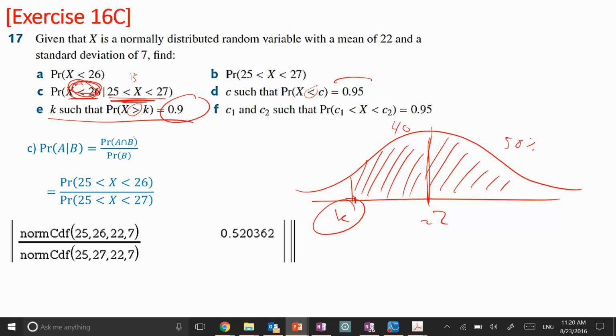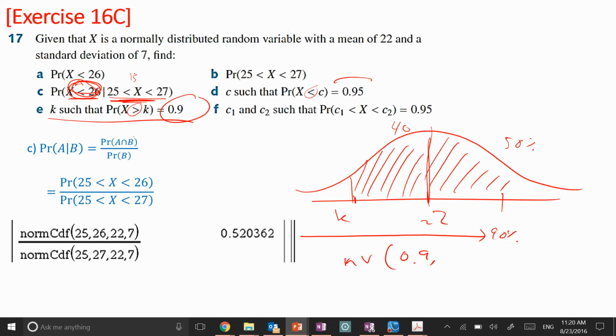Question is, what is K? Remember I said there's only two functions in this chapter. You either do normal CDF to find the probability, or you use inverse normal to find out the value. Now, what's the problem with using inverse normal that I showed you? It only works from left to right. I can't go from K all the way up and say that's 90%. So it wouldn't make sense if I wrote inverse normal 0.9 with the mean and standard deviation. It won't work. That's calculating from left to right 90%, and it gives you a different K value.